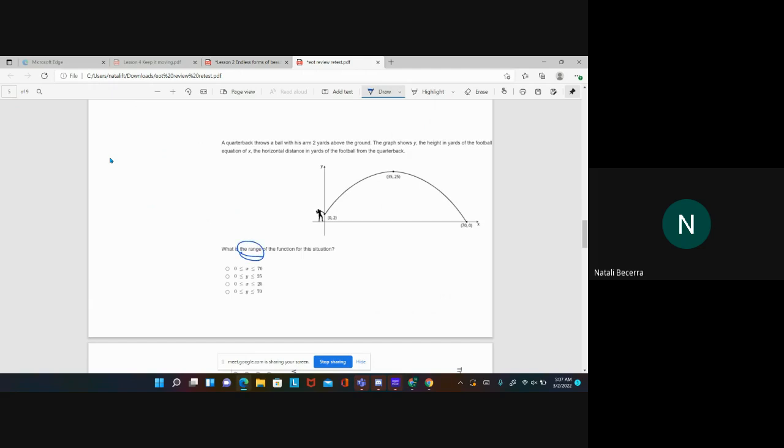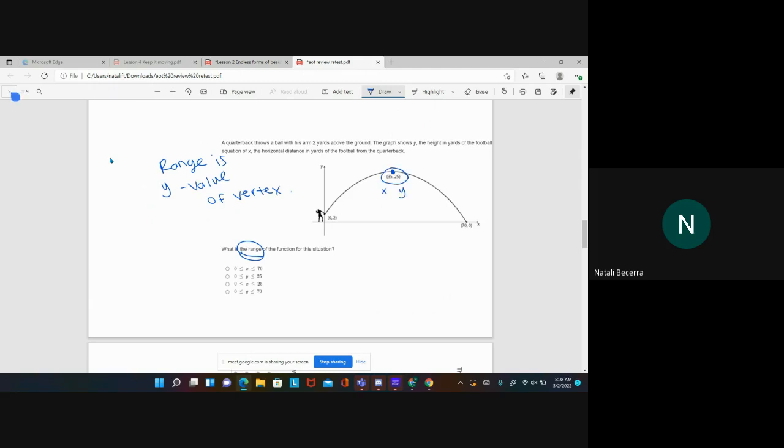So remember, range is the y value of the vertex. We all know how to find the vertex, right? The vertex is either going to be the highest point of the graph or the lowest point. So where your max is or where your min is. Right here, the graph is going down, so the curve is at the top. So this is a max, and this is my vertex right here.